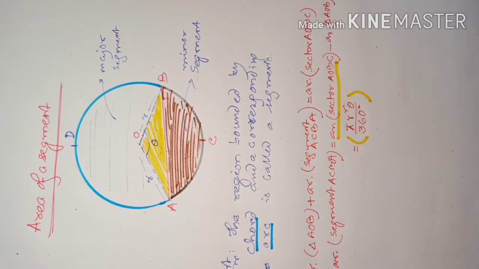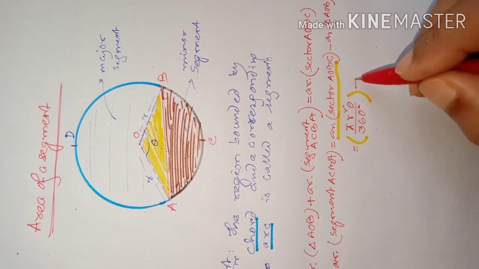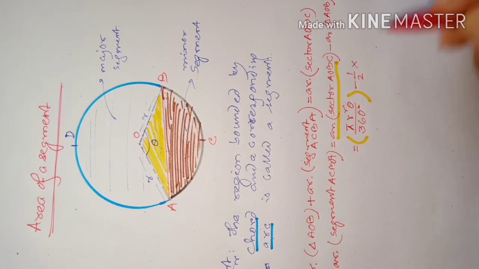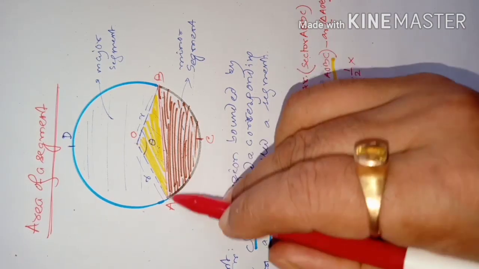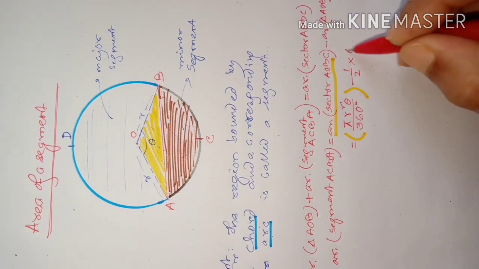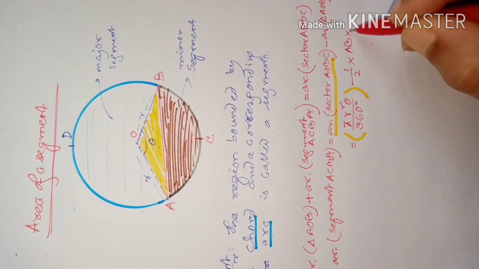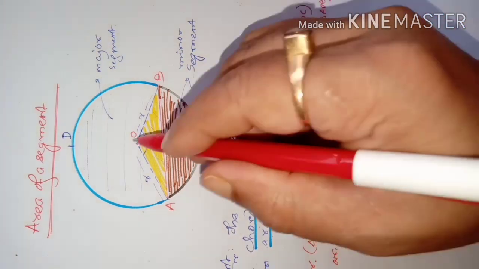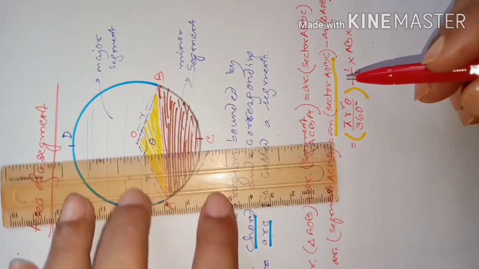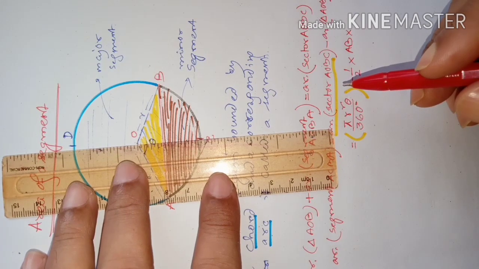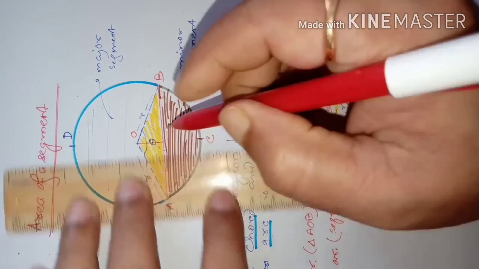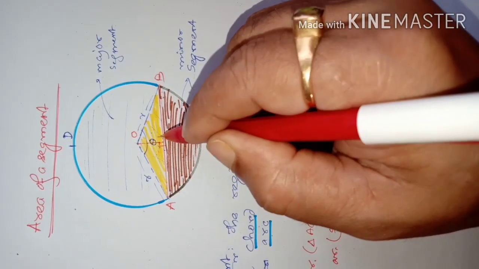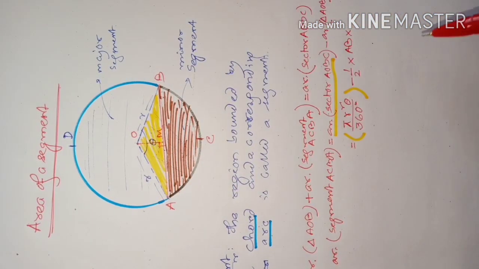Minus area of triangle. Area of triangle is half into base of the triangle. For the triangle AOB, we can consider base AB into height of the triangle. Height will be here, just you have to draw one perpendicular from the center O to the chord AB. This is height. So it is height OM.